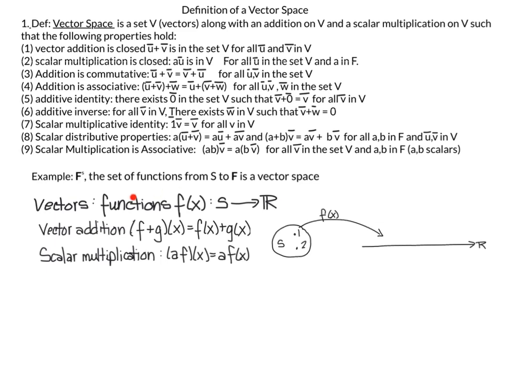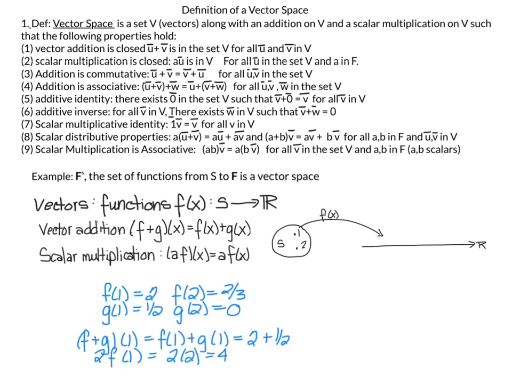Now I can define my vector addition. Again, my vectors are functions, so I need to know how to add two functions, f and g. So say g is a function from S to R. Then f plus g of x, we're going to use our normal function addition. That will be f of x plus g of x. And our scalar multiplication, so a scalar a times our function f of x will be a times f of x. I'm going to give you an example of an f and g so we can kind of see why vector addition and scalar multiplication will be closed.